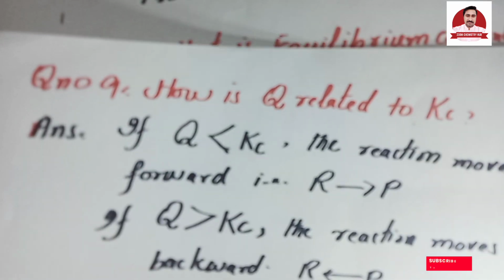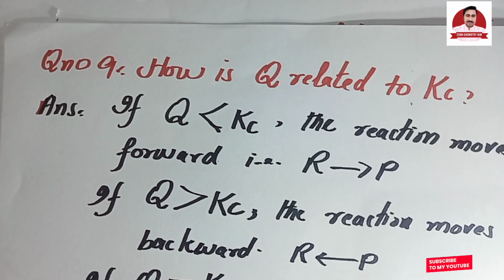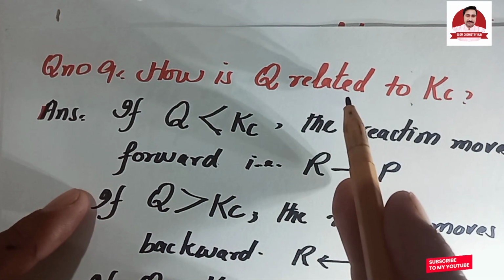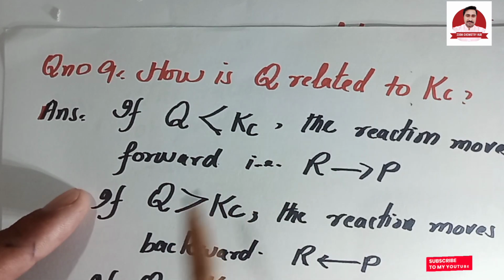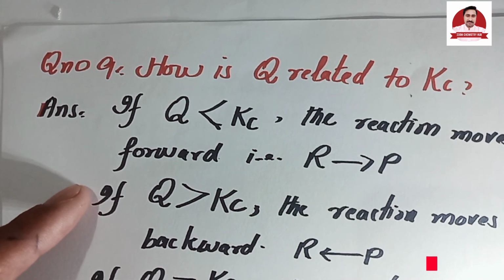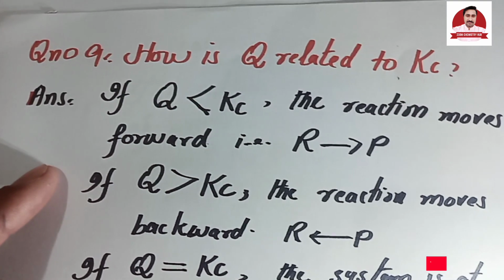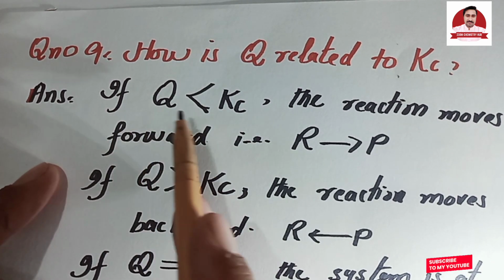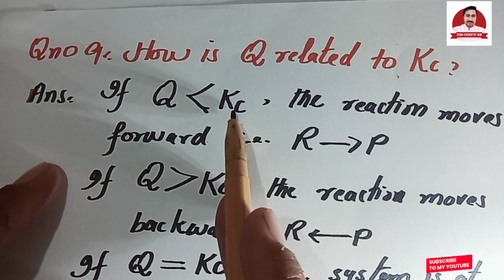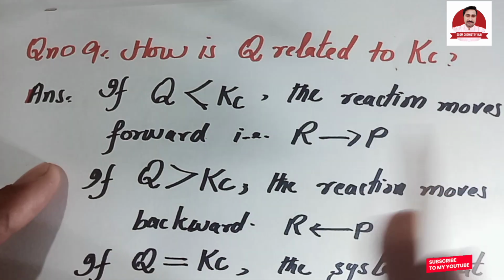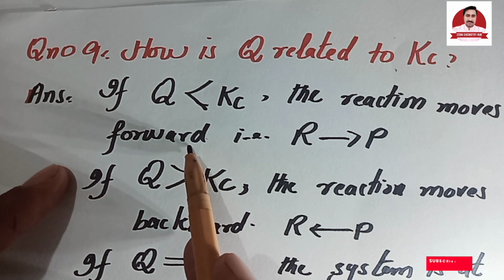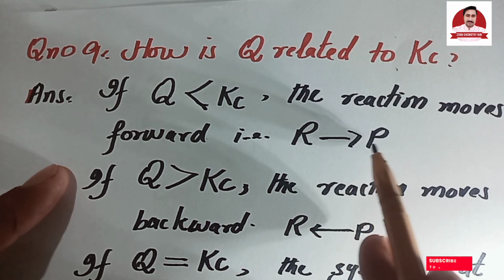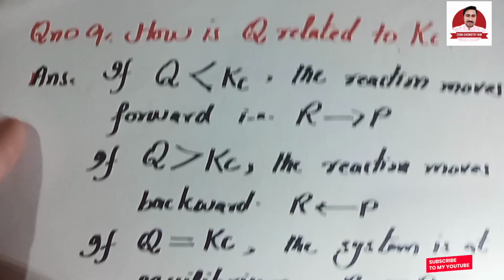Next question, question number 9. How is Q related to Kc? So this is a most important and technical question. We have to learn it. If Q is smaller than Kc, then the reaction moves forward. So the reaction moves from reactant to product, and products are formed.